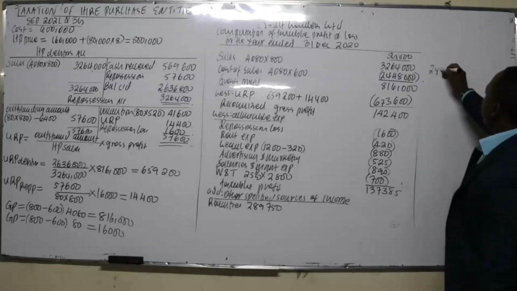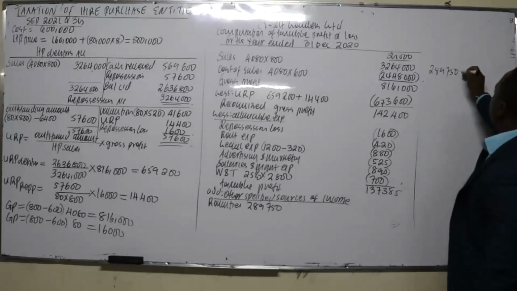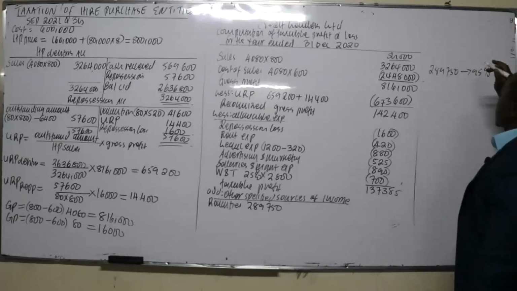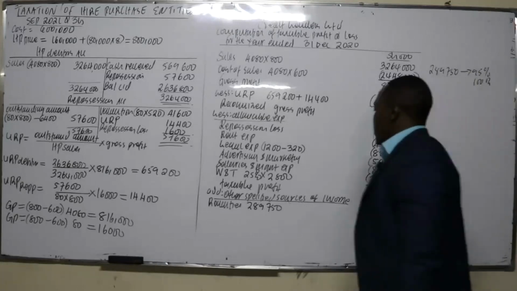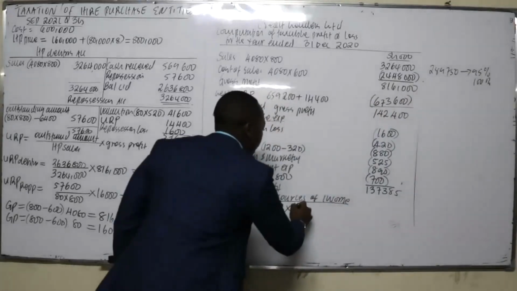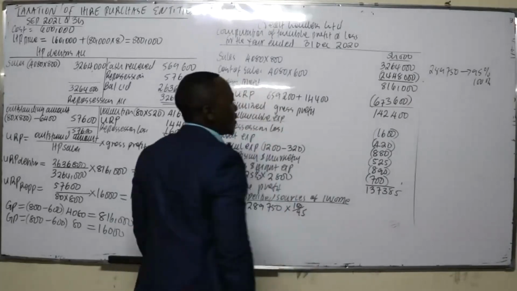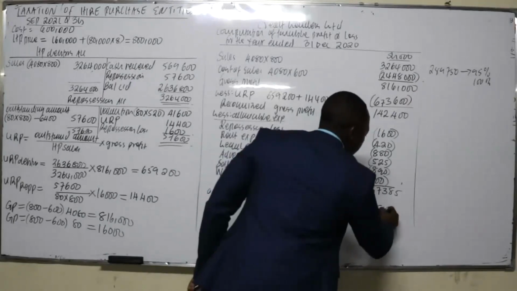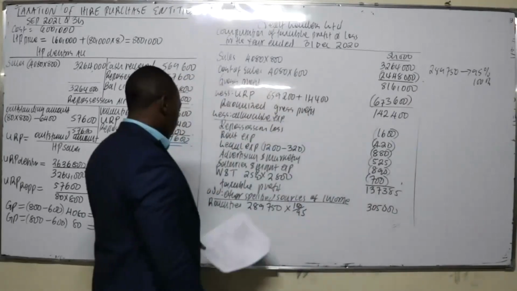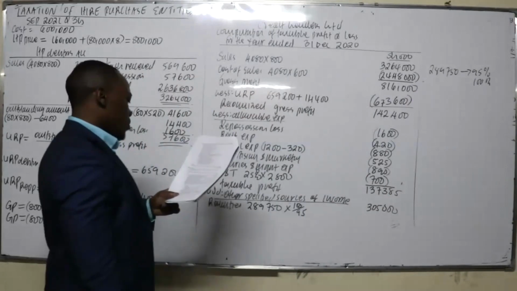So that means 289,750 is equivalent to 95%. What about 100%? So it's that amount you multiply by 100 over 95. That gives 305,000.